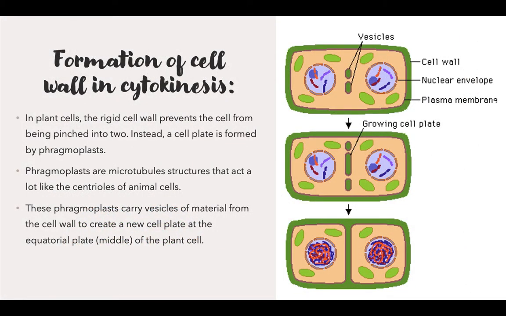But since the plant cells have a cell wall, the cytokinesis is a little bit different. In plant cells, the rigid cell wall prevents the cell from being pinched into two, so instead a cell plate is formed by phragmoplasts. Phragmoplasts are microtubule structures that act a lot like the centrioles of animal cells that plant cells lack. These phragmoplasts carry vesicles of material from the cell wall to create a new cell plate at the equatorial plate, or the middle of the cell. If you look at the diagram, you see the vesicles that come from the cell wall that's surrounding it, the big green outlining, and then it splits the cell into two by putting a cell plate in between them.